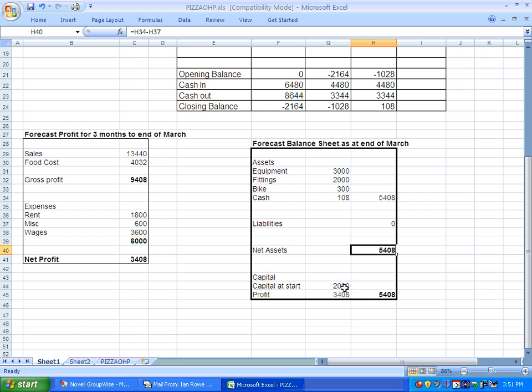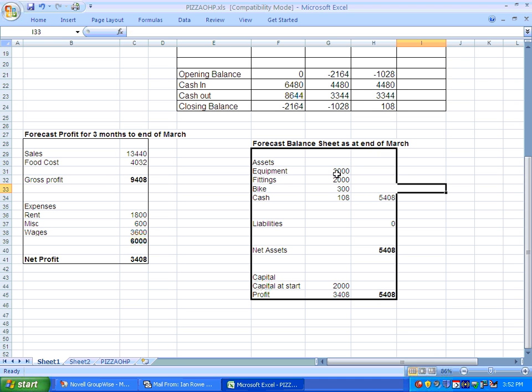On day one, the value of the business was £2,000 because we put the 2,000 in and we had no other things there. But once we bought all the equipment and started the business running, the business made a profit of 3,408 after all the expenses. So now the business is worth 5,408. In theory, we could sell all the assets, cash in the money in the bank, and we'd get 5,408, and that would then be paid back to the owner.